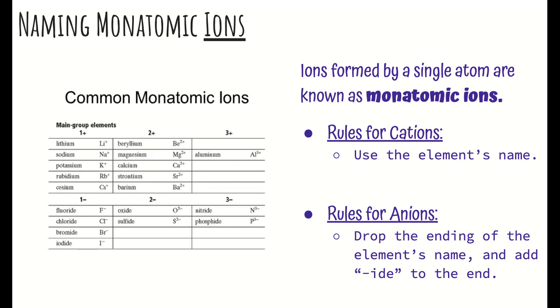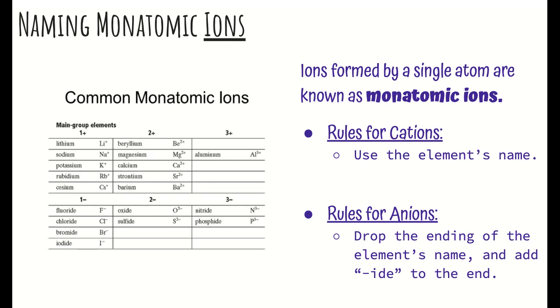There's a rule for naming that. For naming anions, we're going to drop the ending off the element's name and then substitute IDE into the end. So instead of fluorine, we're dropping the INE and substituting IDE to make that fluoride. Cations, you don't change anything. If it's a positive ion, like it's losing its electrons, you will not change the element name. It will be exactly as it is on the periodic table.